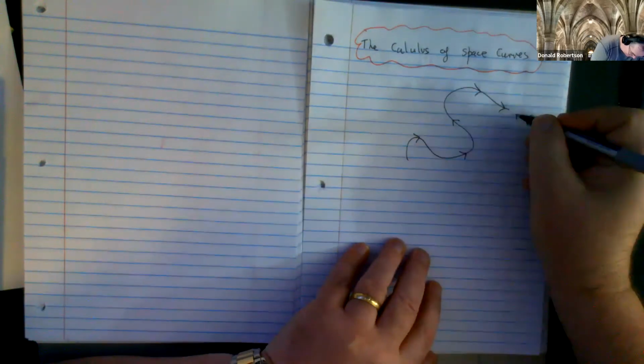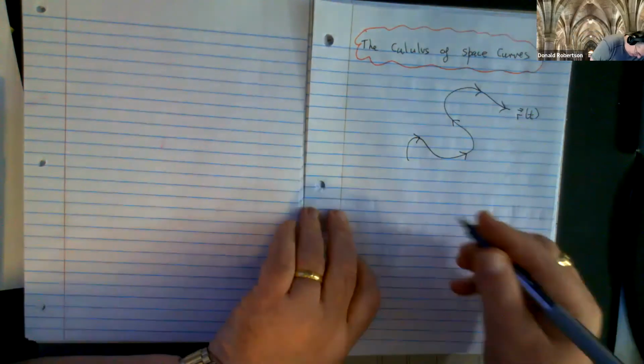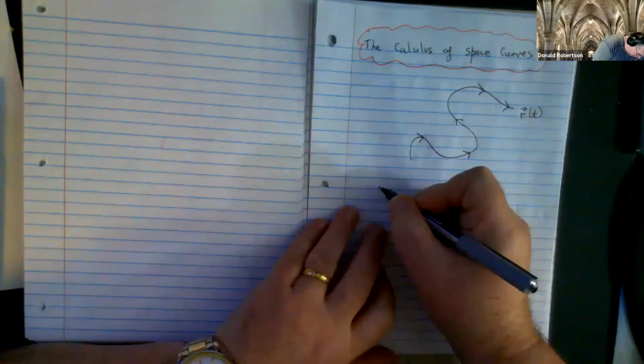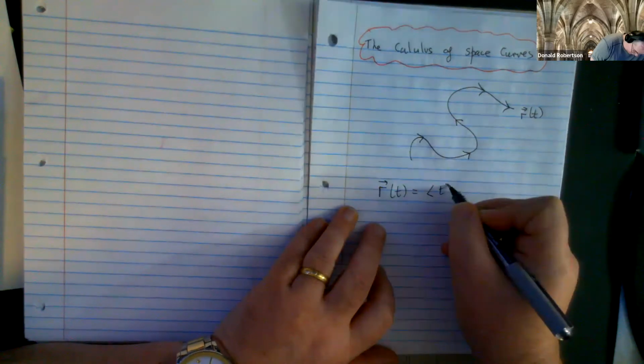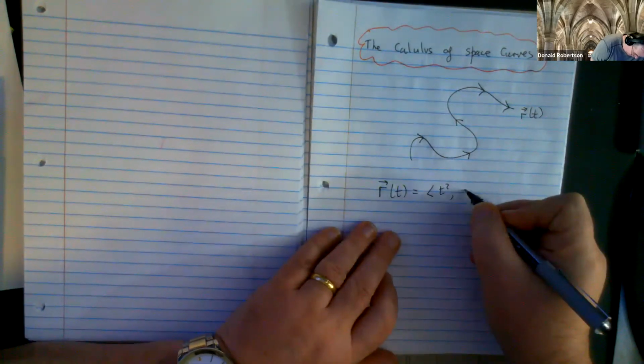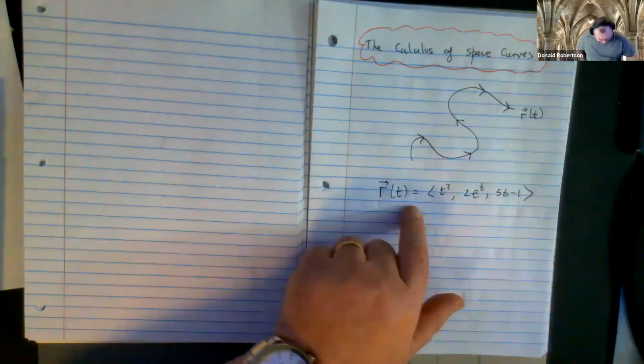Right? This is my space curve. Right, so it's spiraling. How about it's a roller coaster? Can you imagine a roller coaster in 3D doing its ups and downs and loops, right? And let's pretend that this guy is (t squared, 2e^t, 5t minus 1), right? Let's suppose that's my space curve.